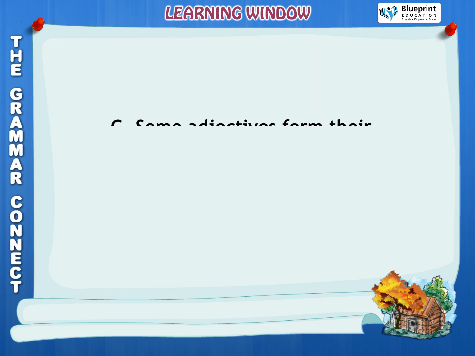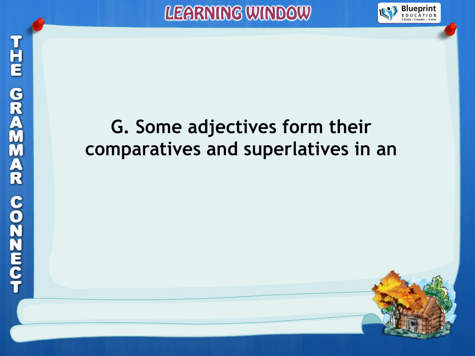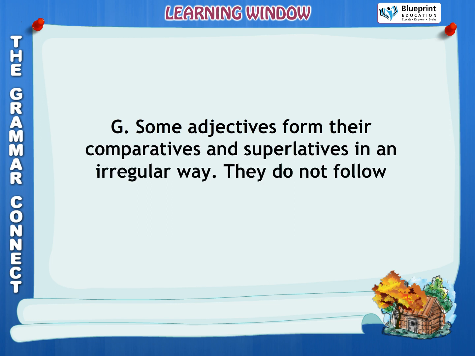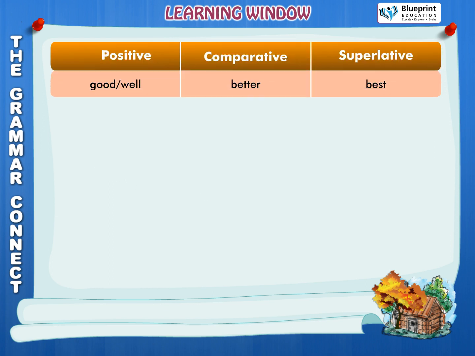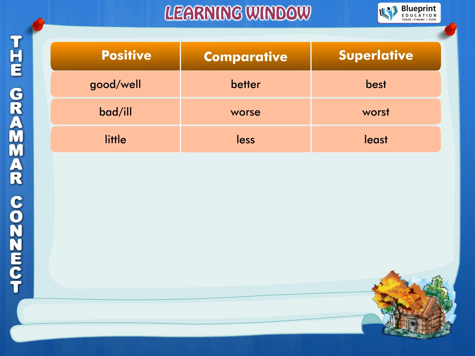G. Some adjectives form their comparatives and superlatives in an irregular way. They do not follow any rule. Positive, good or well. Comparative, better. Superlative, best. Bad or ill, worse, worst. Little, less, least.